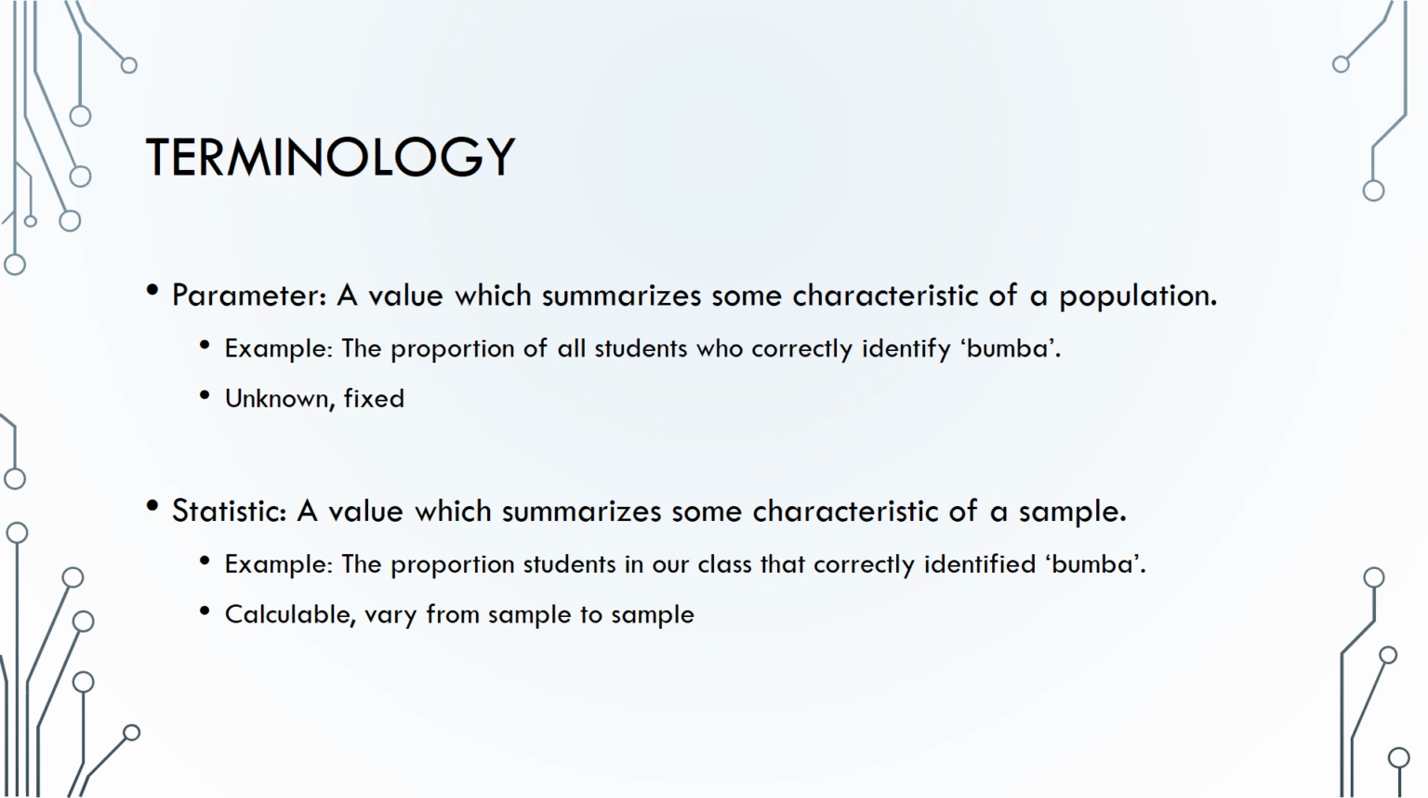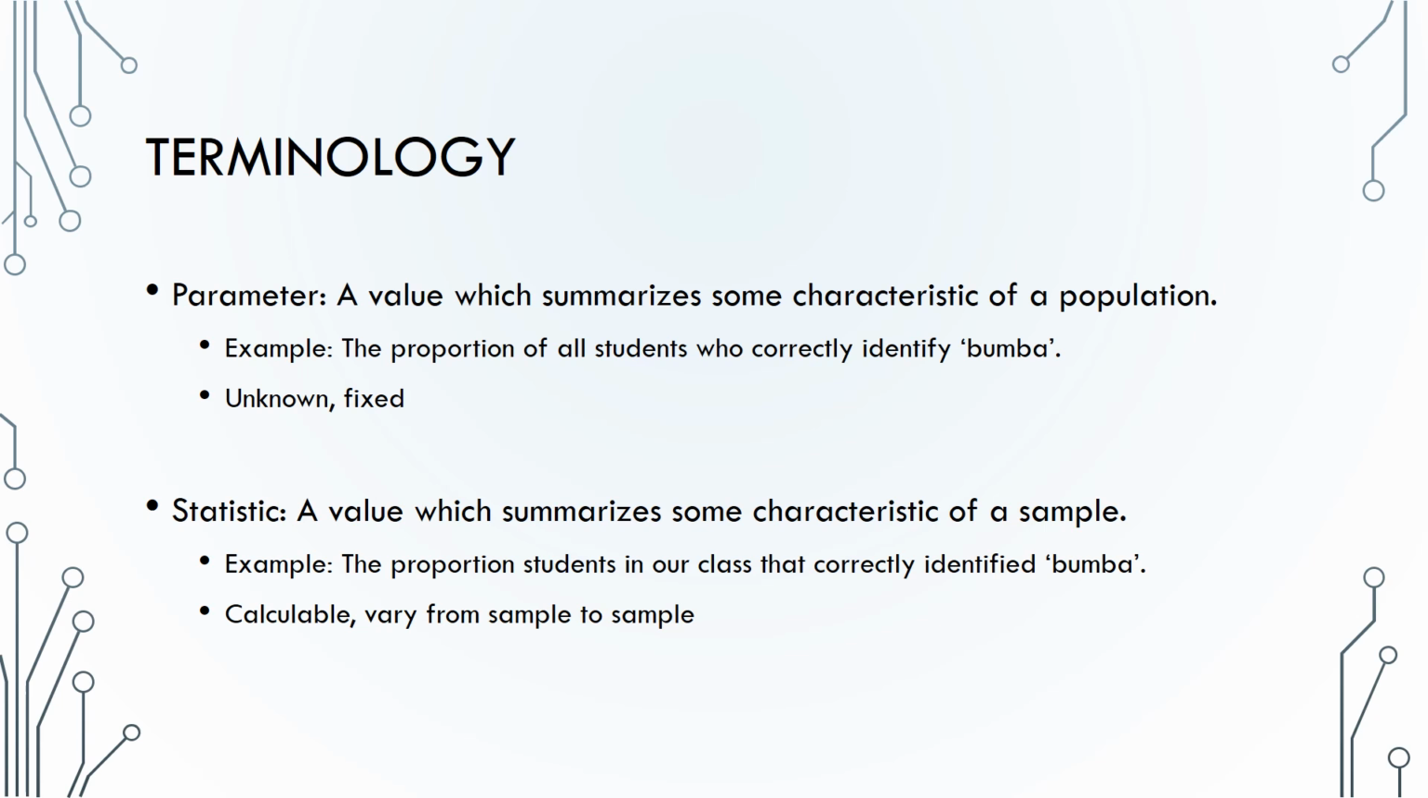Some final terminology before we head into Section 1.2, the deep end of the statistical language pool. A parameter is a value which summarizes some characteristic of a population. From the Martian alphabet, the parameter was the proportion of all students who correctly identify Bumba. The key word here is all. It tells us we are talking about a population.